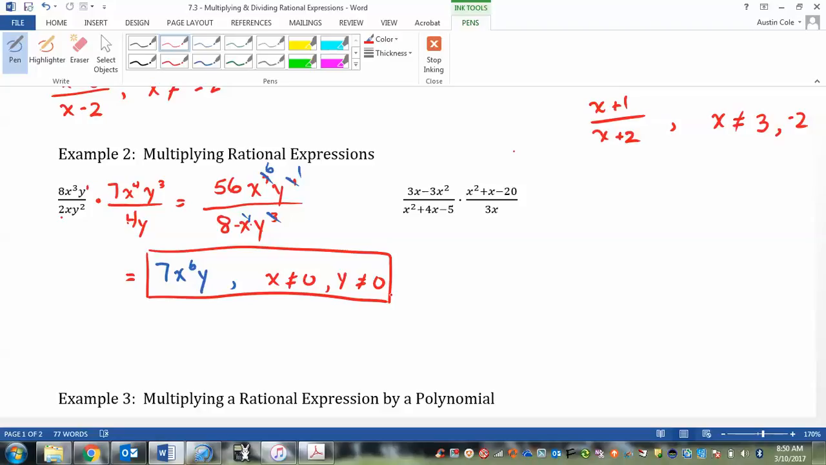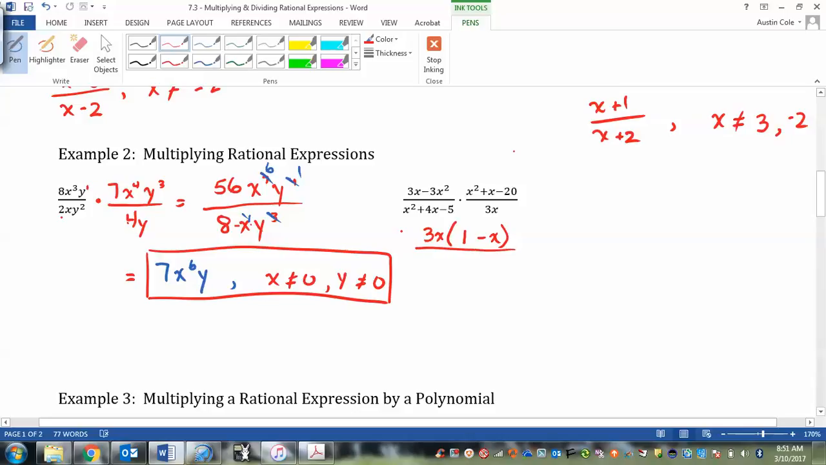So if I look at this numerator, it looks kind of goofy because our x squared is our second term, but what's in common between 3x and negative 3x squared? Isn't there a 3x there? So I can factor out a 3x, and I'm going to be left with 1 minus x. If I factor a 3x out of here, I'm going to have 1 minus x.